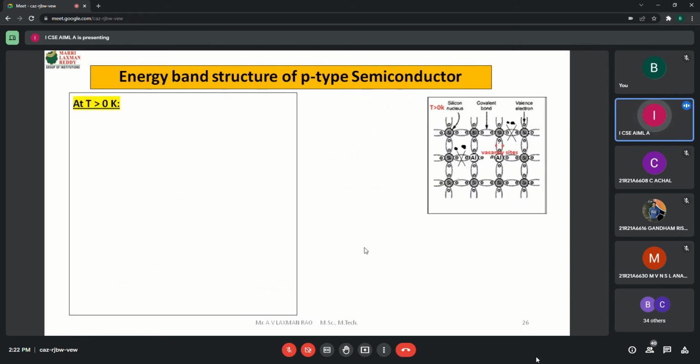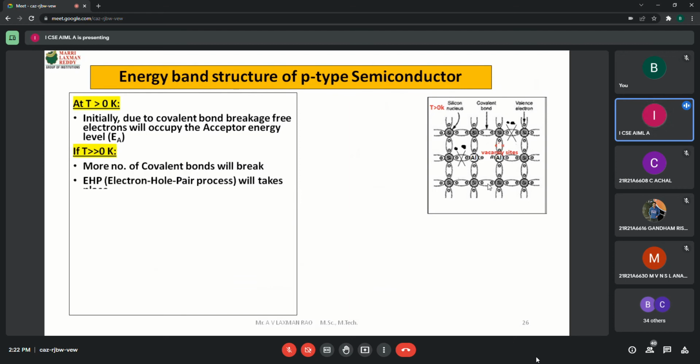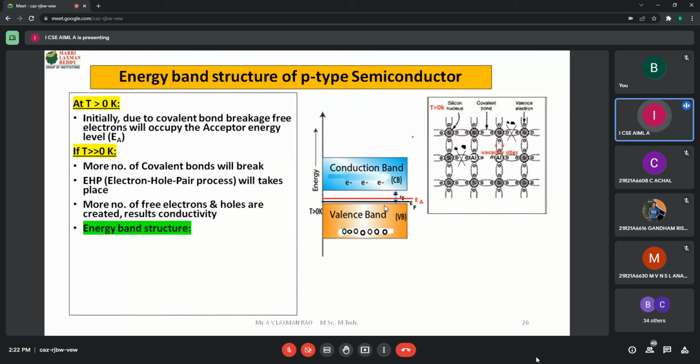One more important thing is, when you increase the temperature, what is happening inside the p-type semiconducting material? More and more covalent bonds are breaking, and charge carriers are released. First the free electrons occupy the acceptor energy level, and on increasing further, these free electrons jump directly to the conduction band. But initially they occupy this energy level, no? So a shortage of free electrons can be expected, and more holes can be expected in the valency band.